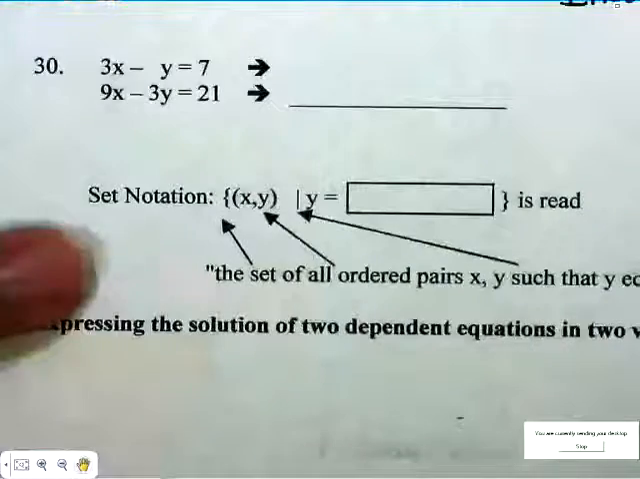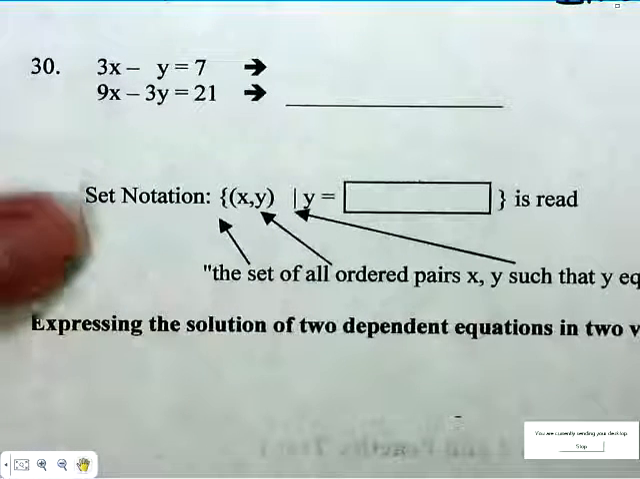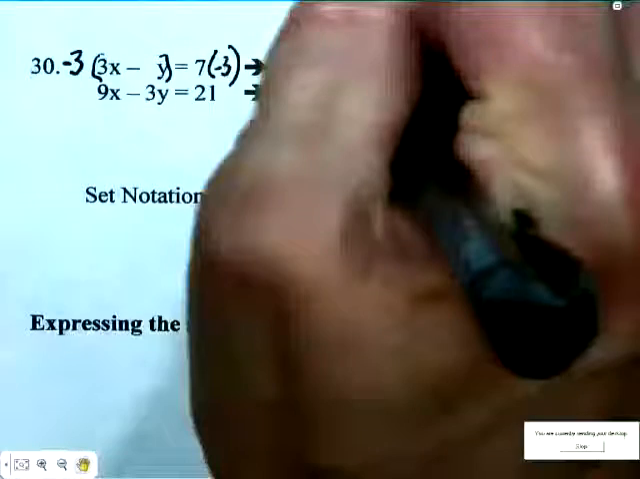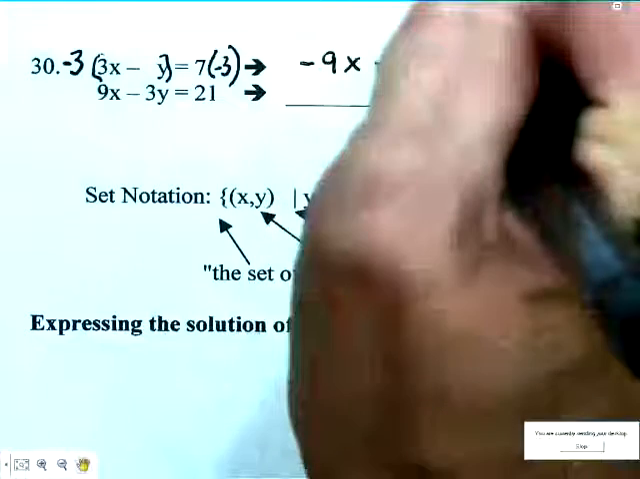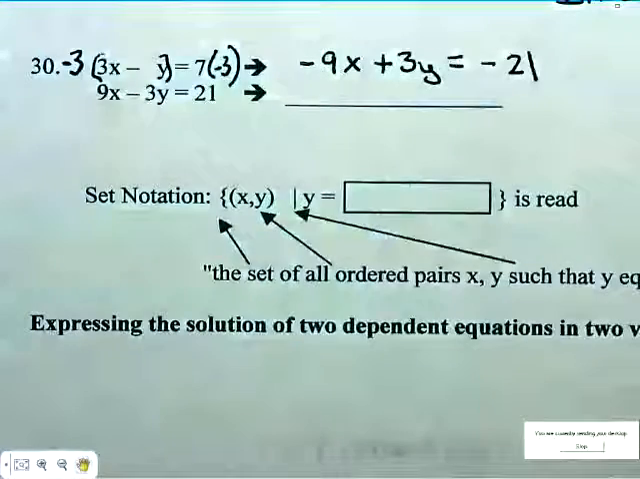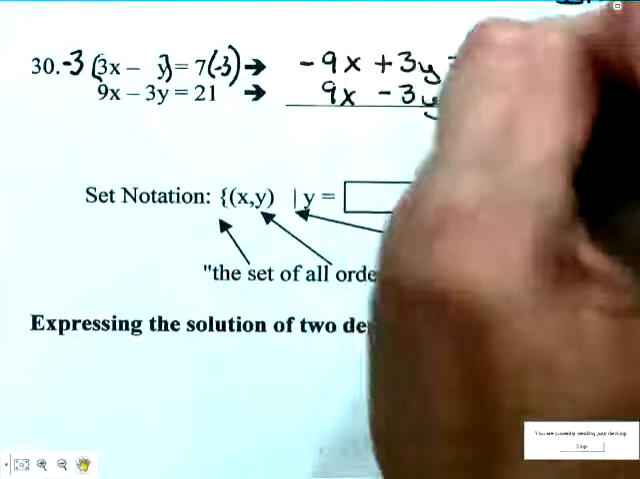All right, number 30. What could I multiply the first equation by that would cause the x's to cancel? Nope. Negative 3. So that my first equation becomes what? Negative 9x plus 3y equals negative 21. And I don't need to multiply the second equation by anything because the x's are already going to cancel.